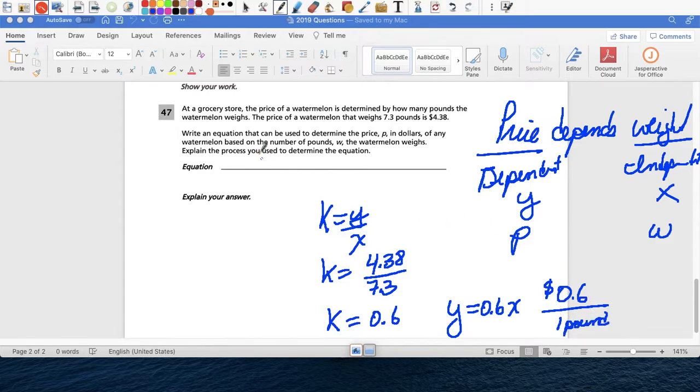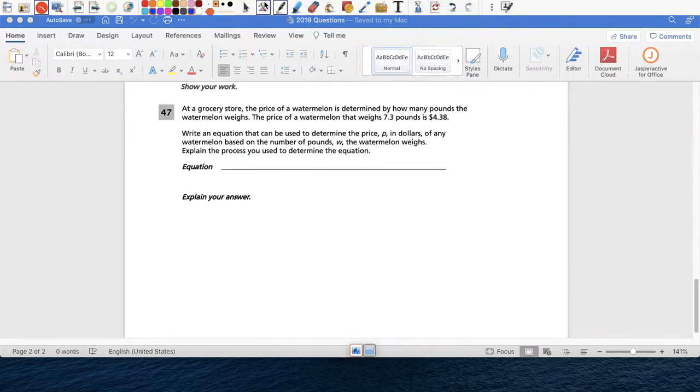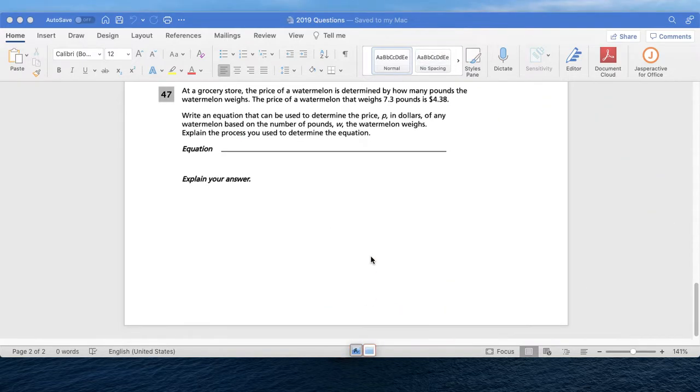But what are they looking for? Oh, they're looking for the equation. So y is the same thing as P, so we can write P equals 0.6W, right? Every pound of that watermelon. So the equation is P equals 0.6W. Okay? Is that it? Yeah, that's it.